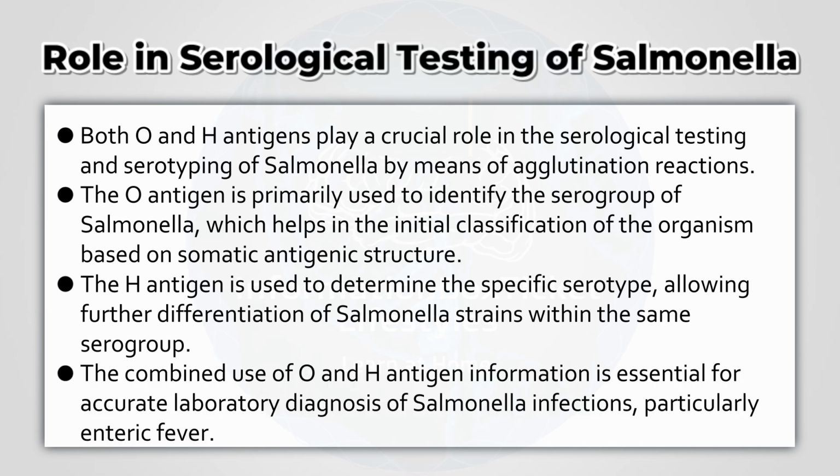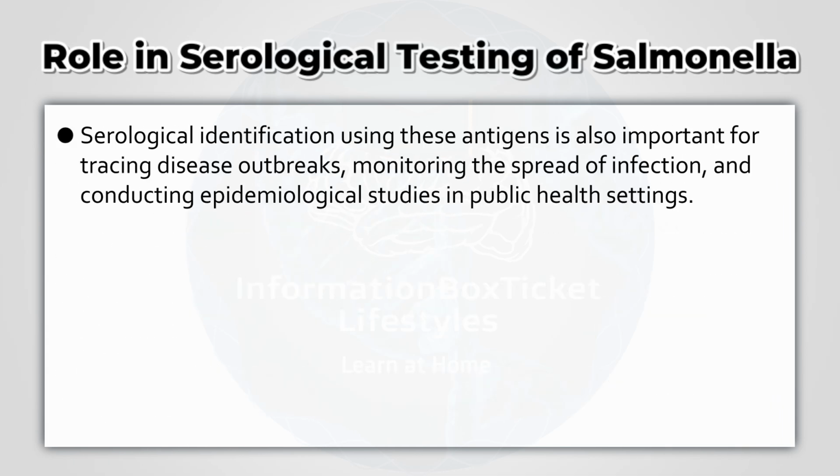The combined use of O and H antigen information is essential for accurate laboratory diagnosis of Salmonella infections, particularly enteric fever. Serological identification using these antigens is also important for tracing disease outbreaks, monitoring the spread of infection, and conducting epidemiological studies in public health settings.